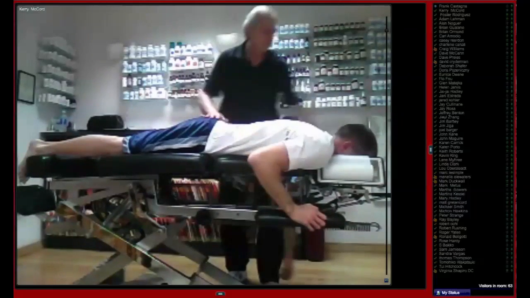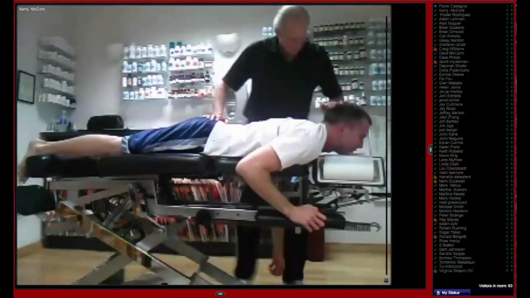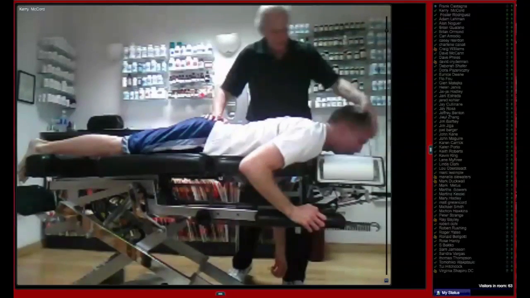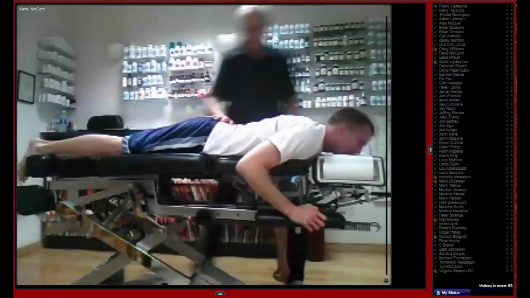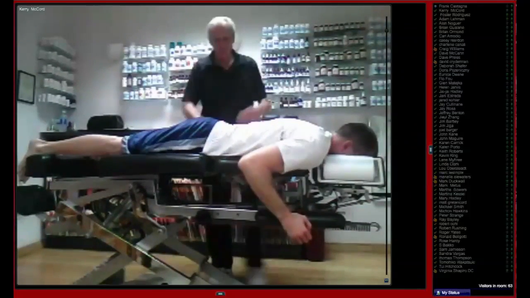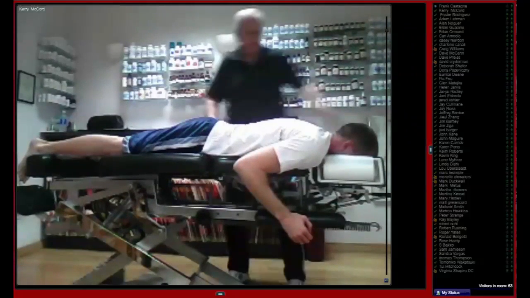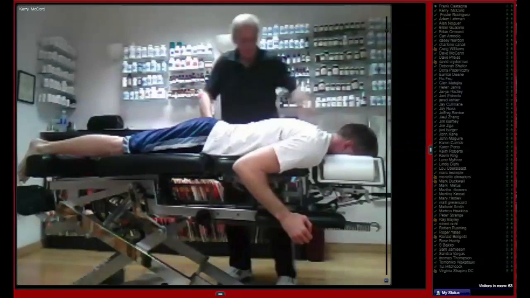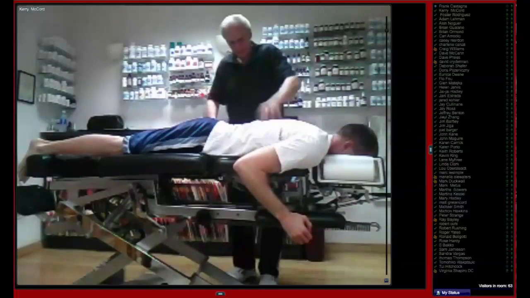I'm going to have him lift his head up, resist, and turn his head to the side, resist, and turn his head to the other side, resist. And I'm going to put his fist against the side. There doesn't appear to be any fixations in the pelvis. And I'm going to pinch along the spine.